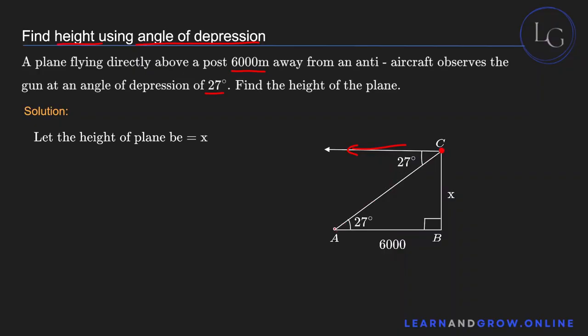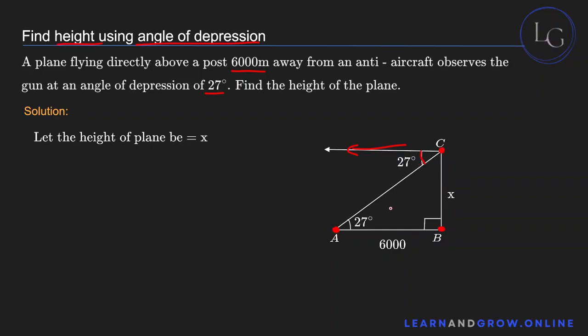Let's say the gun is over here at A, which is exactly 6,000 meters from the point that is directly below the gun and below the aircraft. So the point directly below the aircraft at C is B, and 6,000 meters ahead of that at A is the gun, right? And the angle of depression that the aircraft makes from the gun is 27 degrees.